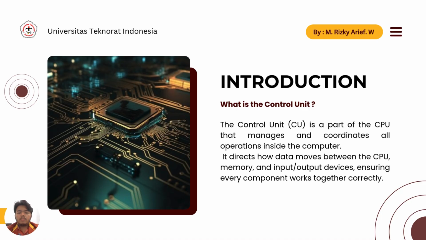Introduction. What is the control unit? The control unit, or CU, is a part of the CPU that manages and coordinates all operations inside the computer. It directs how data move between the CPU, memory, and input or output devices, ensuring every component works together correctly.